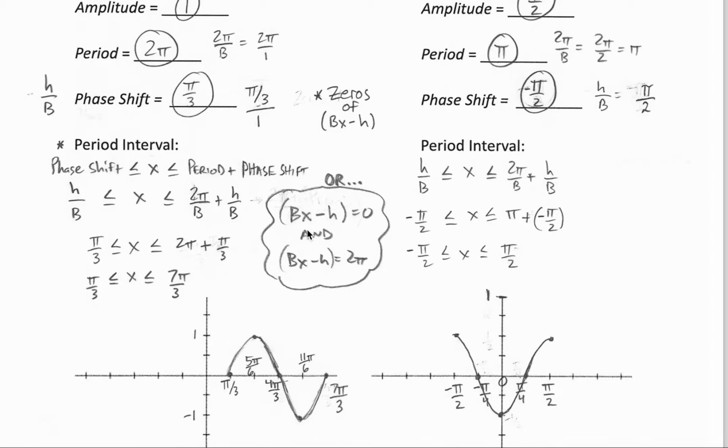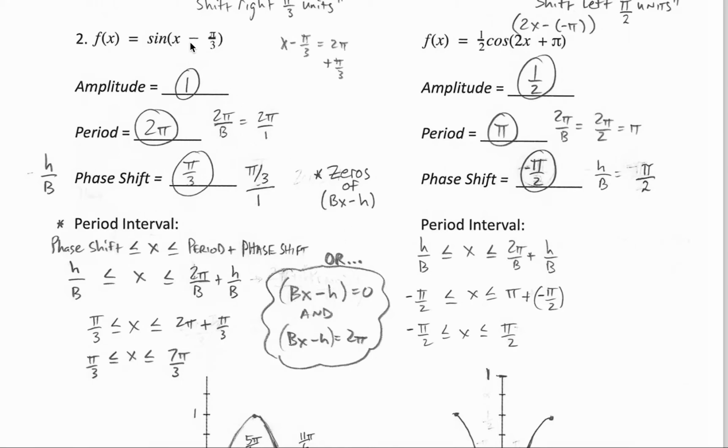There are some books that define it as being the zeros of what's in your parentheses. So here in our parentheses we have x minus pi over 3. If I set that equal to 0, I can get my left endpoint. So the zero here is just pi over 3. There's our left endpoint. To get the right endpoint, set that parenthesis value equal to 2 pi and solve for x again. In doing that, we would add pi over 3 to 2 pi, which is essentially what we just did right here.